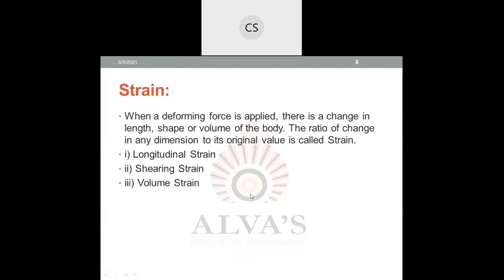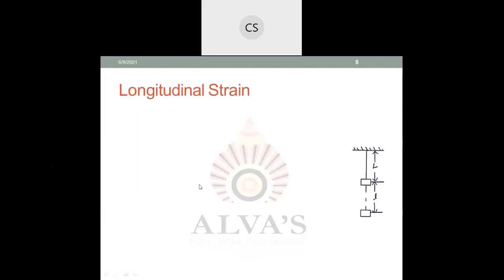All right. So the ratio of change in any dimension to its original value is called strain. There are 3 types of strain: longitudinal strain, shearing strain and volume strain. Is it fine? Okay. Let us see the different types of strain, that is, longitudinal strain.